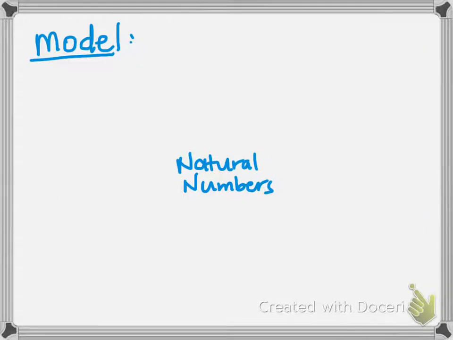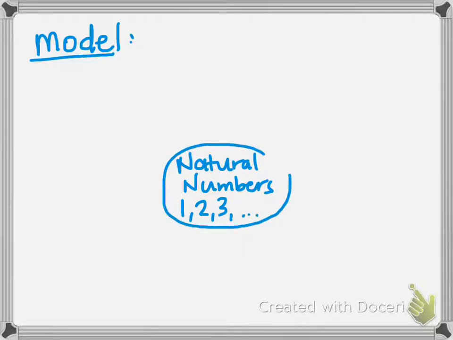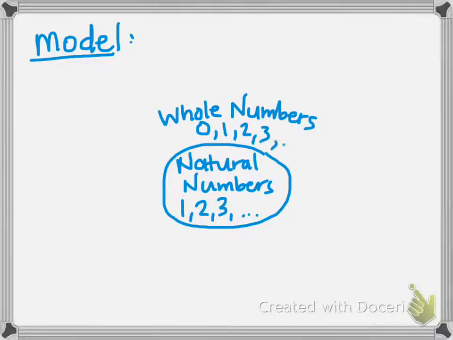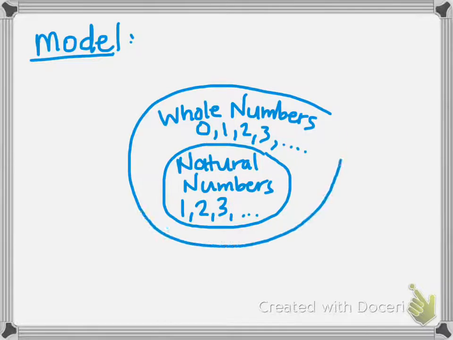Okay, in the model form for rational numbers, we start out with natural numbers, or also called the counting numbers. That's starting with 1, 2, 3, and goes on forever. So those are the natural numbers. The next one is the whole numbers. The whole numbers contain all the natural numbers, and it has 0. So it's 0, 1, 2, 3, and so on. So the whole numbers contain the natural numbers.